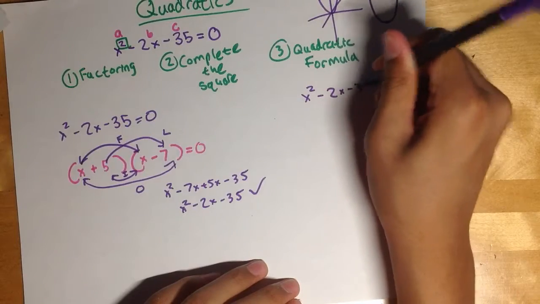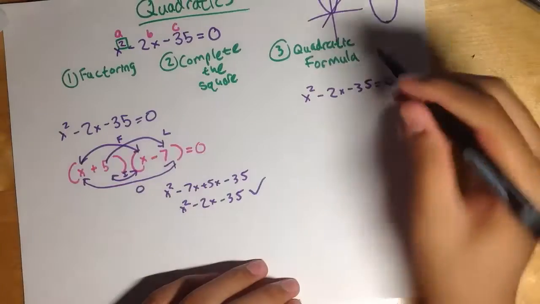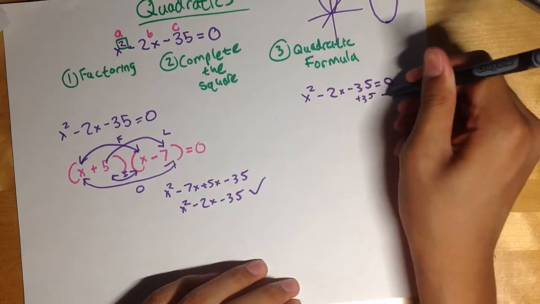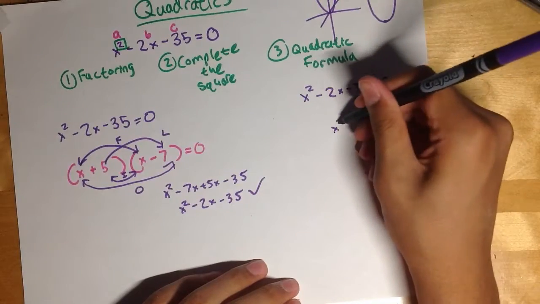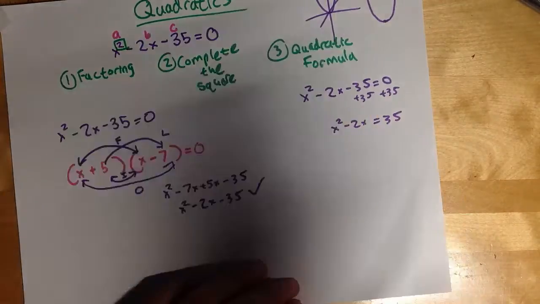Minus 2x minus 35 equals 0. So completing the square, here's the procedure, okay? You're going to take this third term, the c term, this number, and you're going to move it to this side. So plus 35, plus 35. So now you have x squared minus 2x equals 35. This is another pretty neat way of doing it.